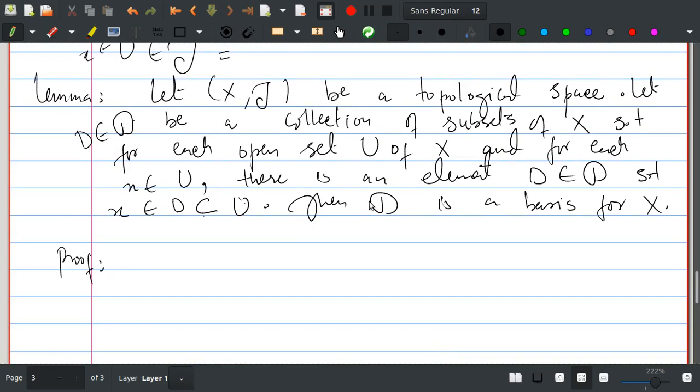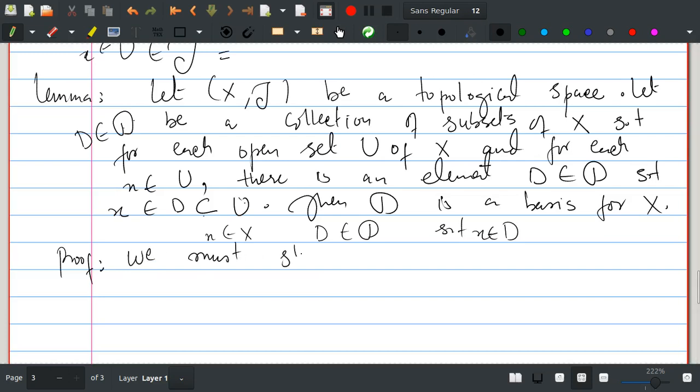So the first condition is that we have to prove for each x in X there exists D in fancy D such that this D contains x. So this is the first condition. So we must show that this D is a basis. That is what we have to prove. Now to prove D is a basis, we have to prove the two conditions for D to be a basis.